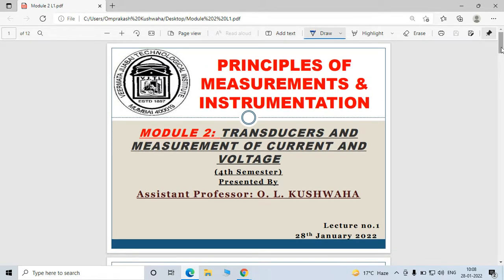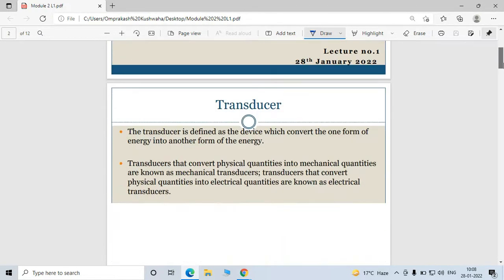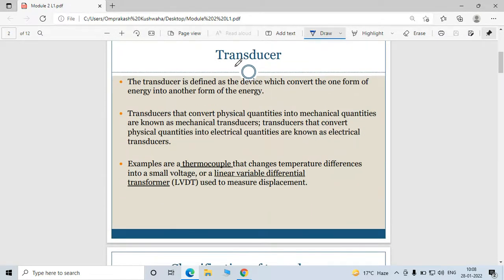So, this is our lecture number 1 for module 2, right? So, first of all, what do you mean by transducer? A transducer is defined as a device which converts one form of energy into another form of energy. Take the electrical instruments which we are using in the laboratory.